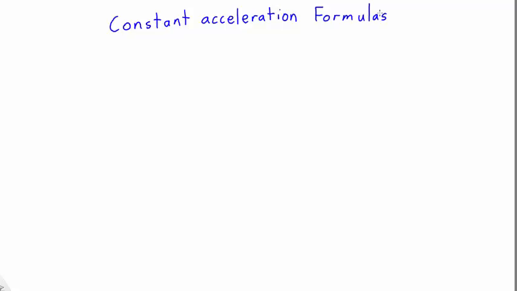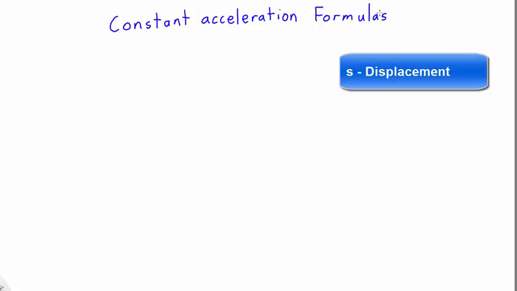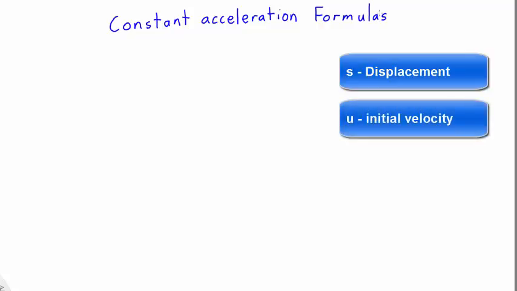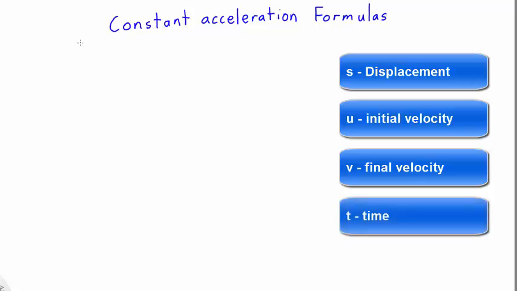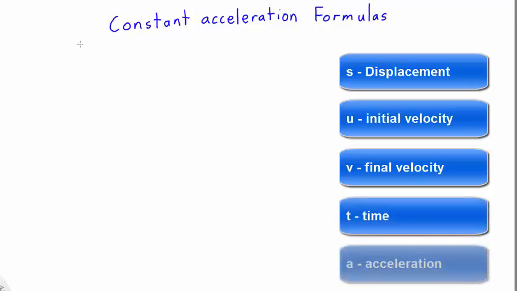There are 5 of these formulas, and they relate to the following 5 variables. S is displacement, u is the initial velocity, the velocity at the start of the motion, v is the final velocity, the velocity at the end of the motion, t is the time, and a is the acceleration, and this must be a constant number.